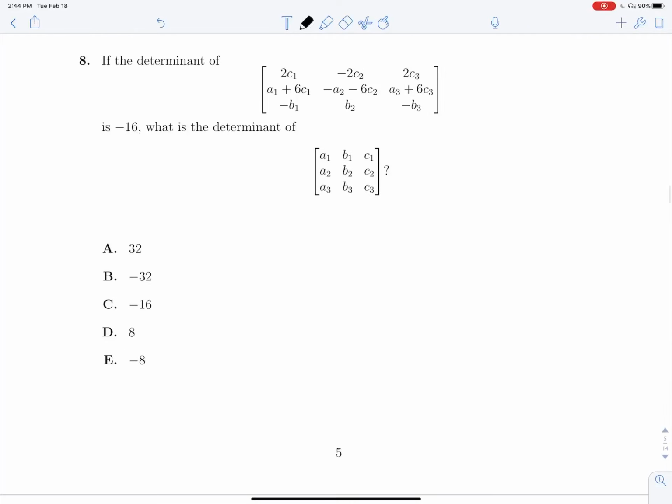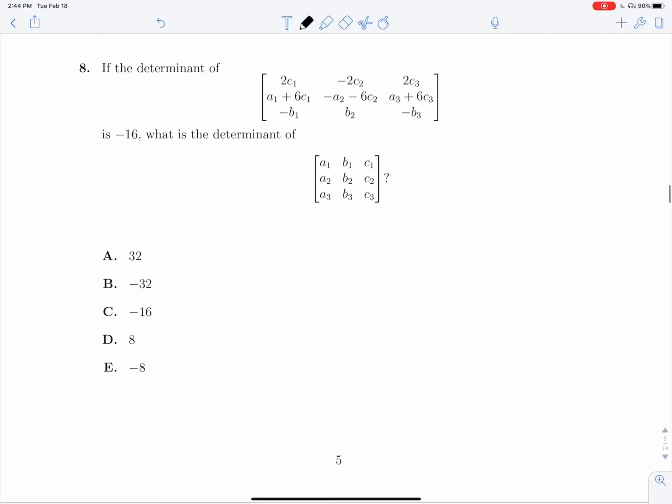Okay. Question 8 uses a lot of the same principles, though. So we are told that the determinant of this guy is -16. So what is the determinant of this guy right here? So first of all, we see that a row has been multiplied by 2, where this top row up here has all been multiplied by 2. That multiplies our determinant.